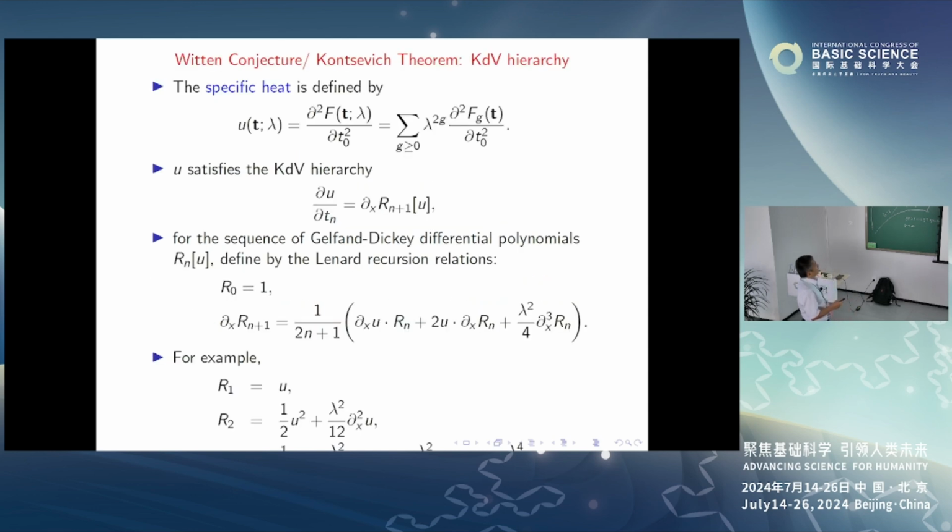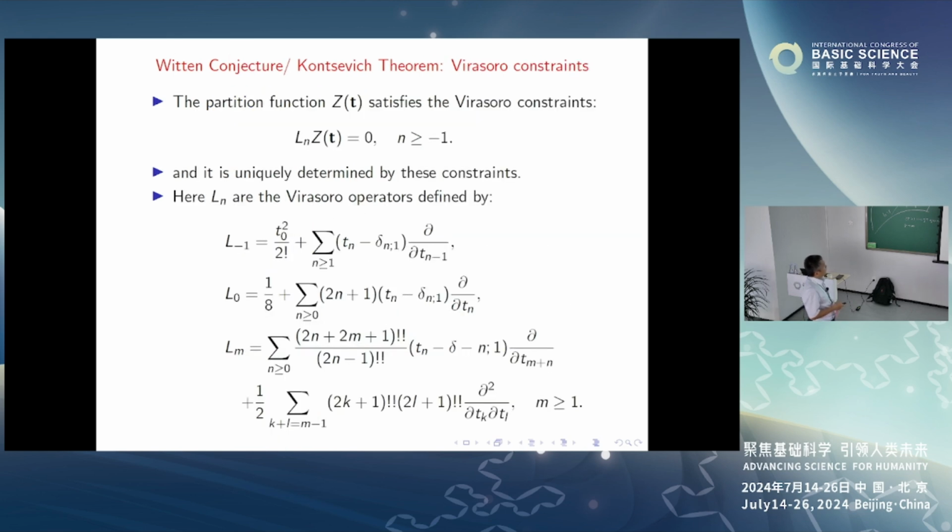So what does that mean? It means that the specific heat in this theory includes all the spin coupling constants. And this is a so-called genus expansion. I consider the genus g part of the free energy, and then I introduce lambda here. And then you satisfy the KdV hierarchy, which is a sequence of differential equations. And the right-hand side is recursively defined by a linear recursion relation. These are the so-called Gelfand-Dickey differential polynomials. And the Virasoro constraint tells us that certain differential operators acting on the partition function will give us 0. And actually, this completely determines this partition function.